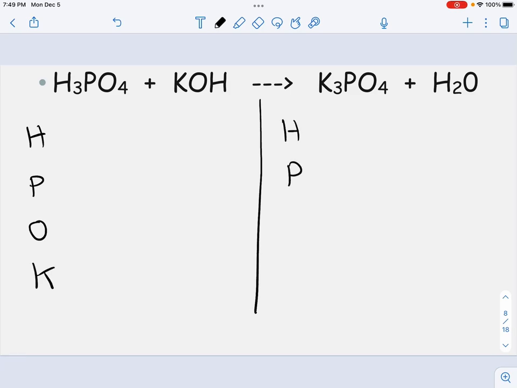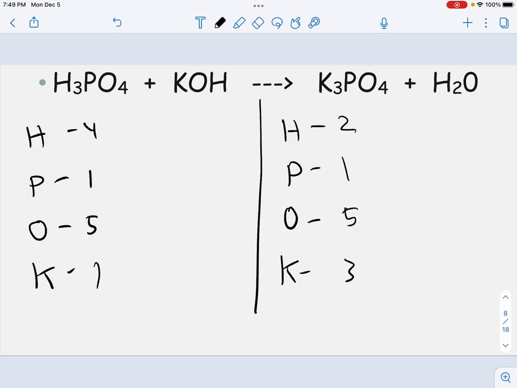Hydrogen, phosphorus, oxygen, and potassium. We're going to write how many of each appear. So we start out with 4 hydrogens on the left. We have 1 phosphorus, 5 oxygens, and it looks like 1 potassium. On the right-hand side, we're going to start out with 2 hydrogens, 1 phosphorus, 5 oxygens, and then we have 3 potassiums.